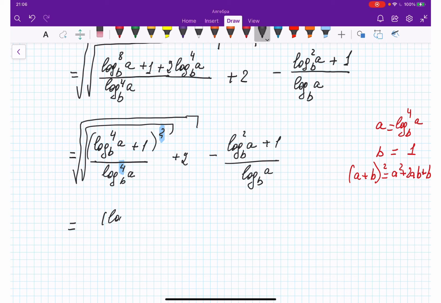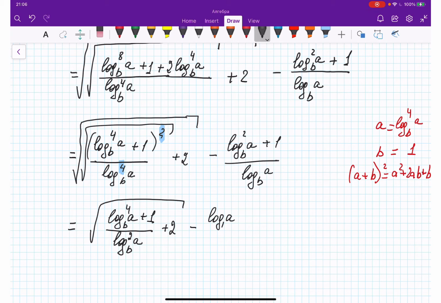It's going to be logarithm a by base b to power 4 plus 1, right? Without any parentheses, I don't need them anymore, and divided by logarithm a by base b squared. And this inner square root will be gone. We will have only one square root, correct? Okay, and minus logarithm a by base b squared plus 1 over logarithm a by base b.